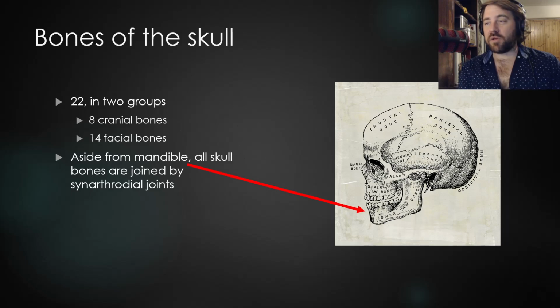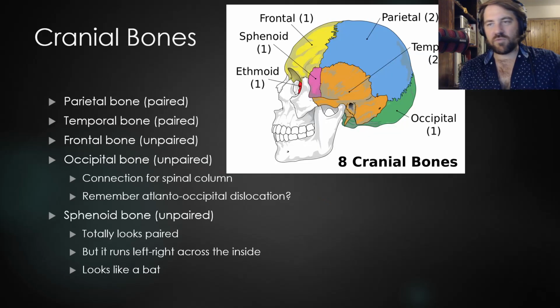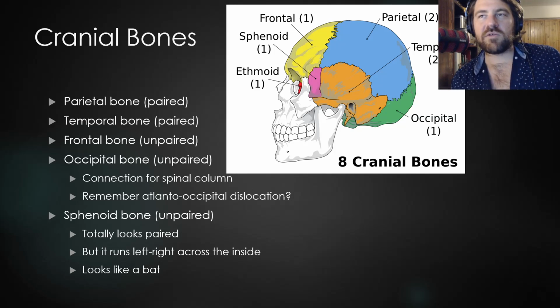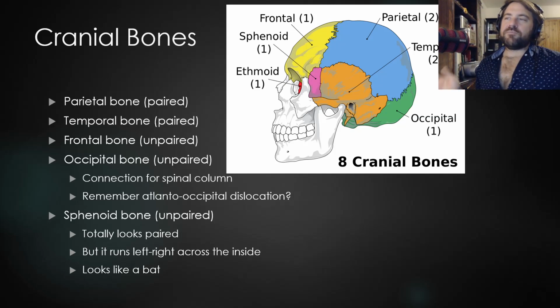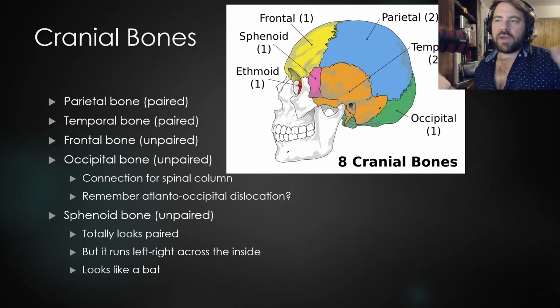And there's the mandible. Aside from the mandible, all the skull bones are joined by synarthrodial joints, which again just means they're fused together. Let's talk about these cranial bones. Some of them are paired, some of them are unpaired. Paired just means that there's a left and right version, and unpaired means there's just one, so there's not a left and right version.